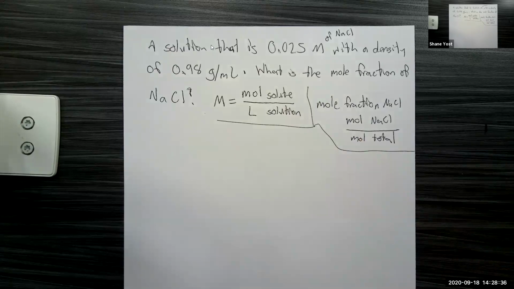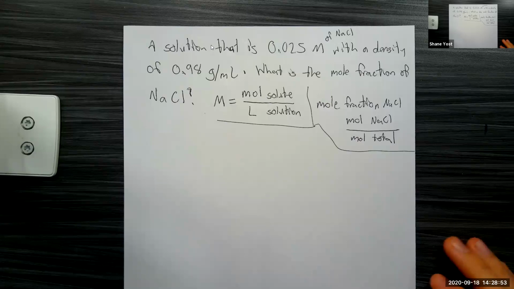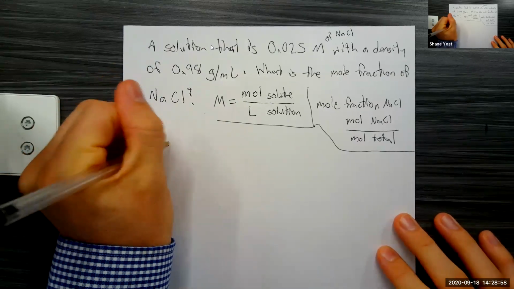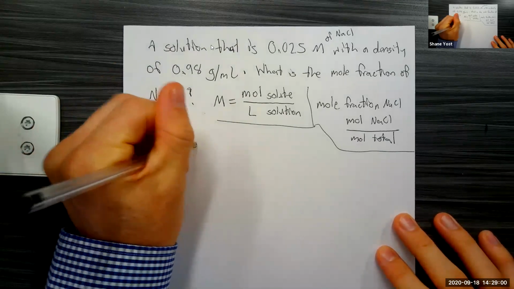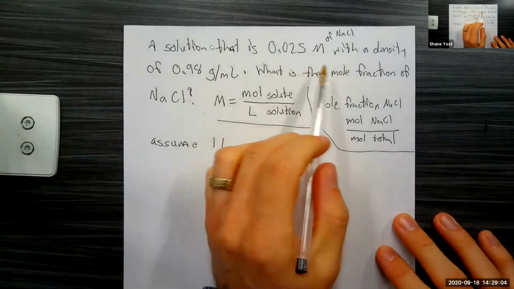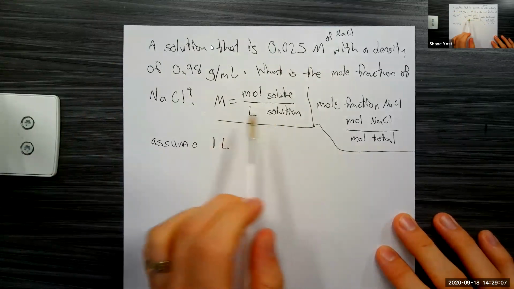Now, in these problems where I don't know the total amount of solution I have, we're often just told concentrations, not the total amount. That's because it doesn't matter what the total amount is. But we should assume some total amount. So here I'm going to assume 1 liter, and I assume 1 liter because I'm given a molarity, and in molarity, my denominator is liter.